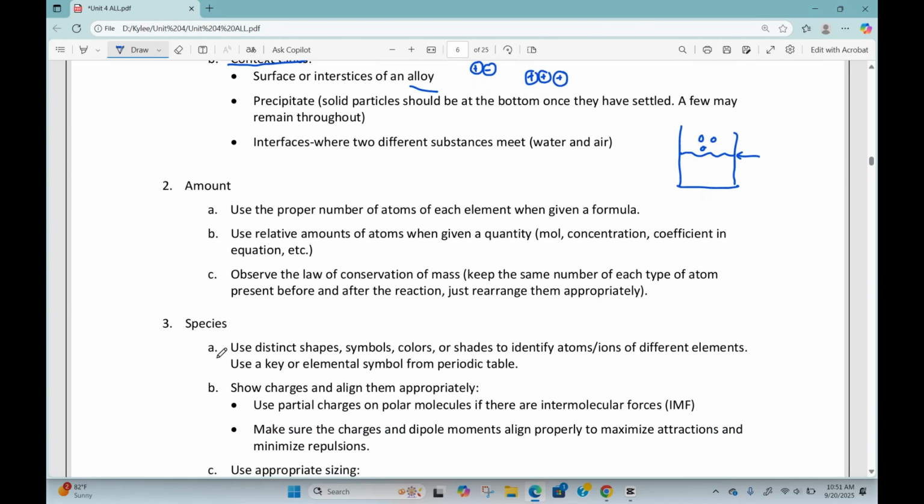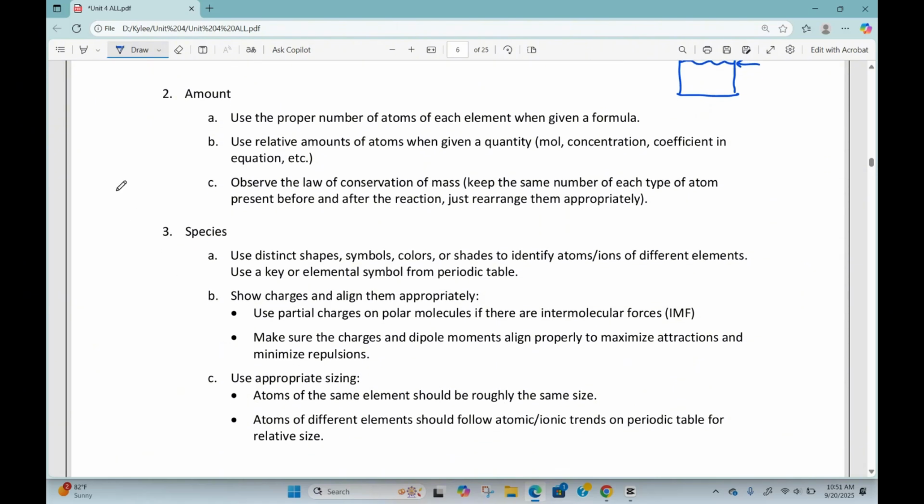Next, we want to make sure that we are keeping account of the number of particles. If I have a chemical reaction, I want to make sure I'm using relative amounts. Sometimes they give us, please draw at least 5 water particles, so that would be given to us in the problem. A lot of times though, we're just given a concentration, or we use the coefficients to help us determine how many of each thing we should draw. And then we always must observe our conservation of mass.